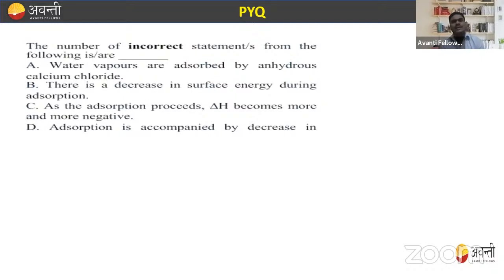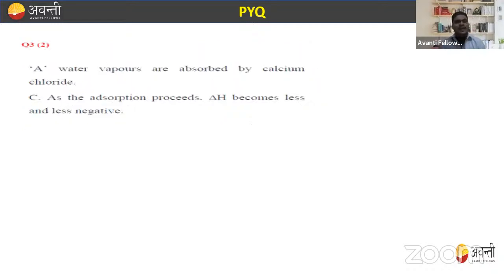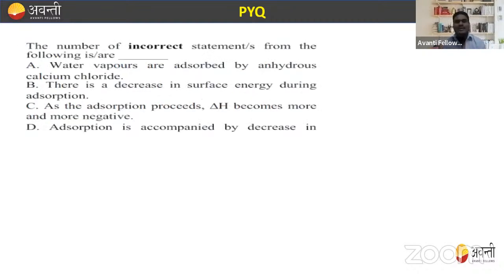We all know that adsorption is an exothermic phenomenon, accompanied by a decrease in heat. Let's see the full question. The first one is that water vapor is absorbed by calcium chloride, not calcium hydride, and the second is also correct. In the third, as the adsorption proceeds, delta H becomes less and less negative. So these two are the incorrect statements: as the adsorption proceeds, delta H becoming more and more negative is not correct. So only A and C are incorrect statements. The rest are all correct. So this is for this.